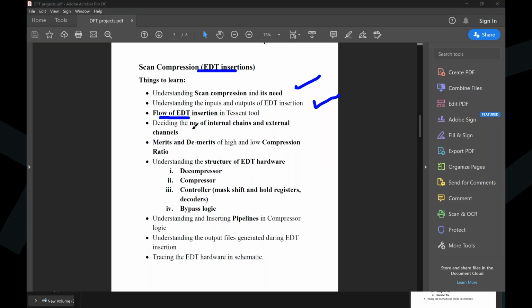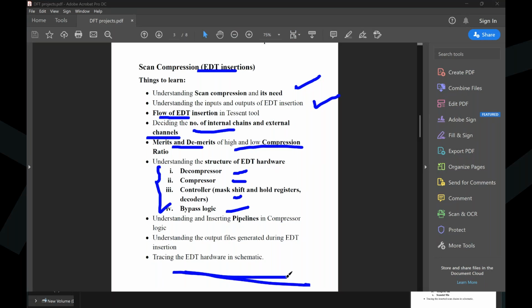We'll learn how to decide certain configurations, like the number of internal chains and external channels, and what the merits and demerits of high and low compression ratio are. We'll understand each of the components of the EDT hardware, and trace the inserted EDT hardware in the schematic. We'll also understand what pipeline flops are, why they are required, and how to insert pipeline flops in the compressor logic.